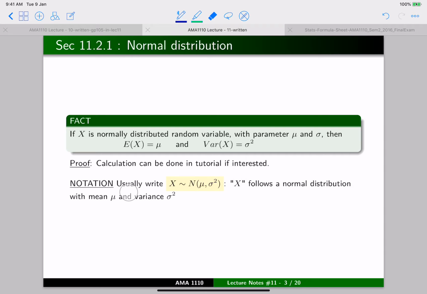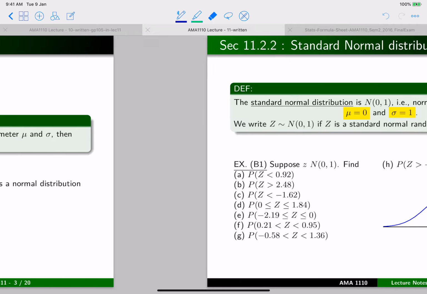Our notation to denote a random variable following the normal distribution with mean mu and variance sigma squared is as follows: X tilde N(mu, sigma squared). Note here it's always variance in the second slot. This represents the notation for X follows a normal distribution with mean mu and variance sigma squared.